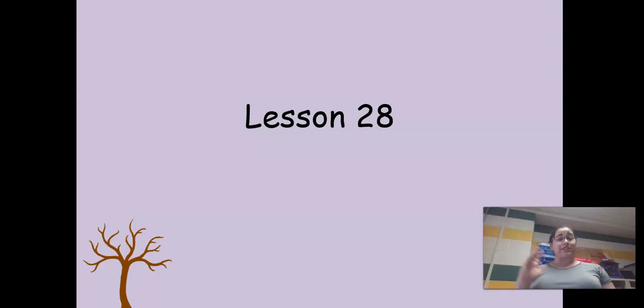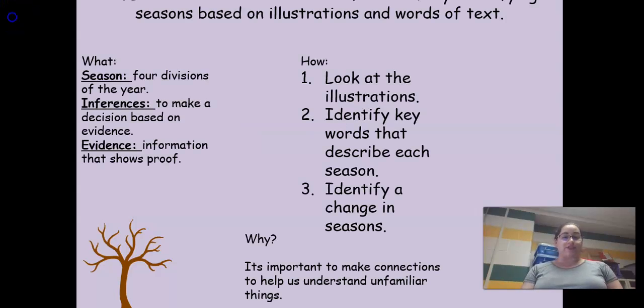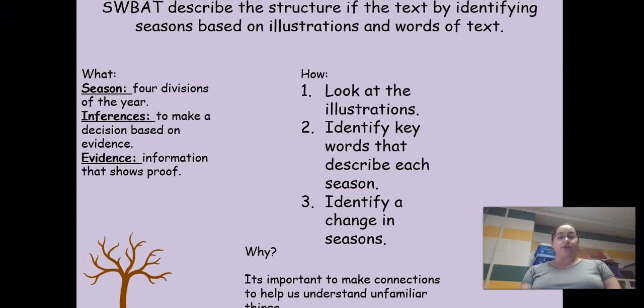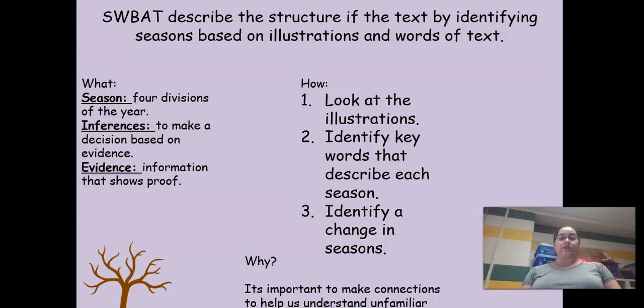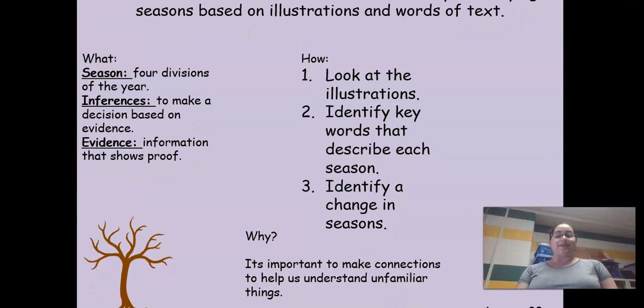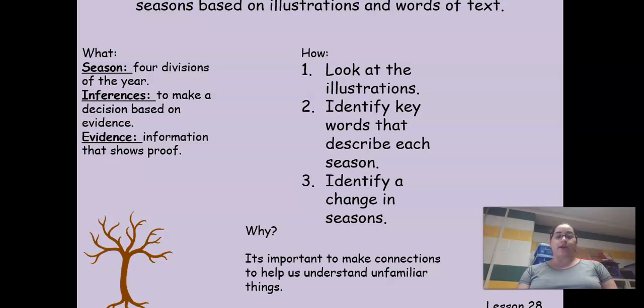But today we're focusing on lesson 28 for Wit and Wisdom, and we're going to be working on something fun in our recorded video and then something even better in our live lesson. So let's get started. Our objective for this lesson is that the student will be able to describe the structure of the text by identifying seasons based on illustrations and words. So we're going to be looking at the illustrations of the text one more time, and we're going to be identifying the structure of the text by looking at those illustrations.